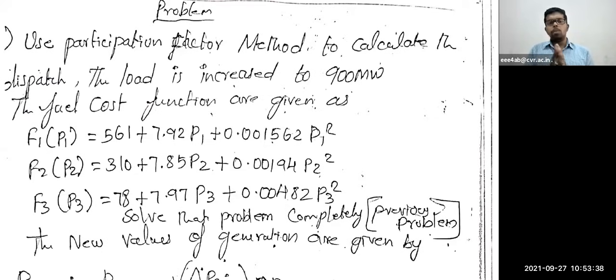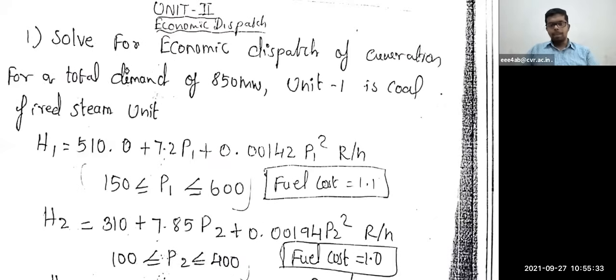By seeing the problem, you can easily choose which method to use. While solving the problem, you can easily know. So the apt method for this is the lambda iteration method. I think we solved this same problem previously for 850 megawatt. If you go to our previous videos, you might be seeing this. Then what is the answer? First of all, we have to find out P1, P2, P3, so that further we can proceed.